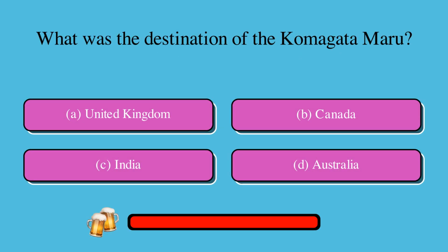What was the destination of the Komagata Maru? Is it A. United Kingdom, B. Canada, C. India, or D. Australia? The correct answer is B. Canada.